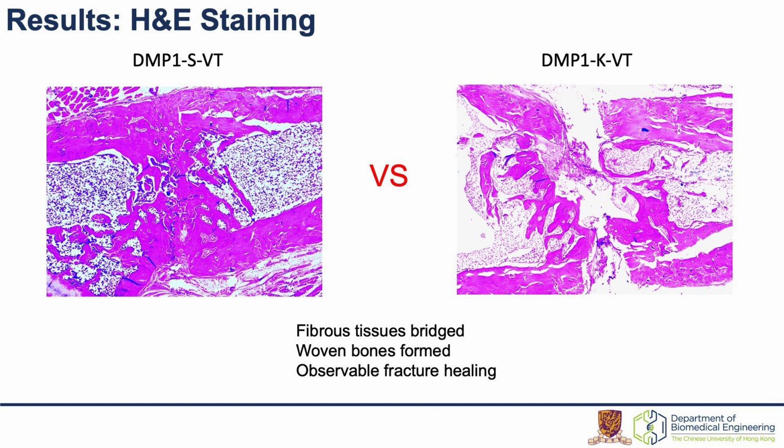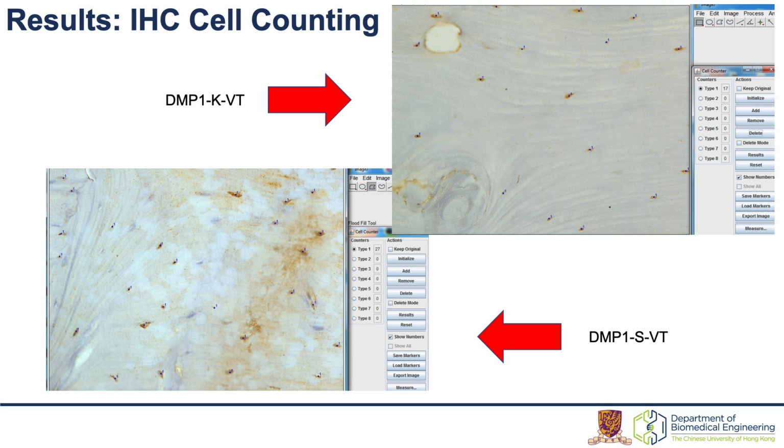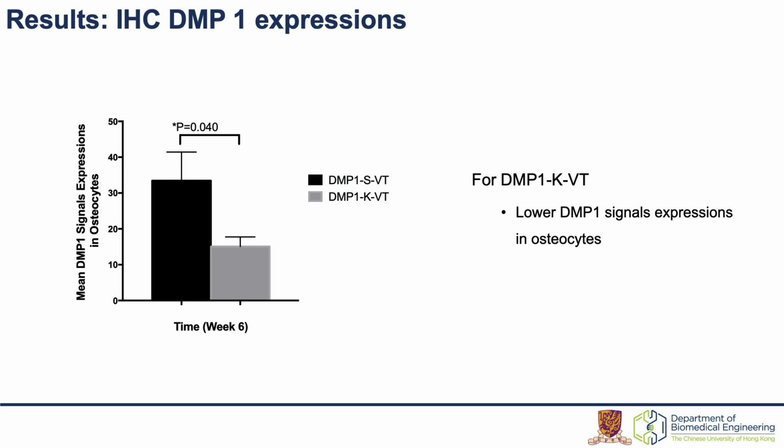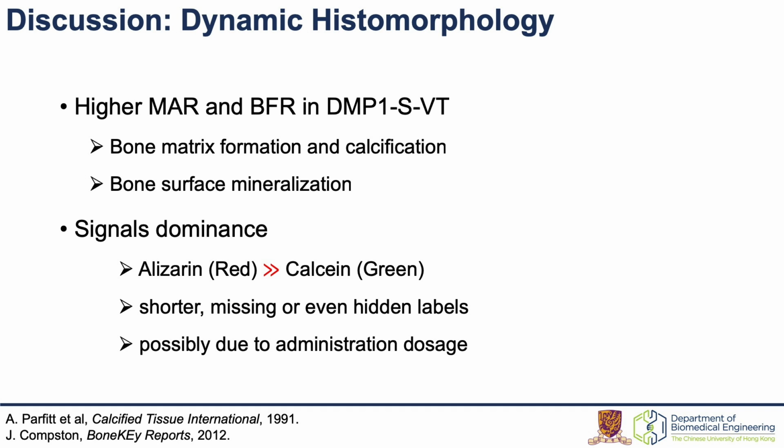In the results of H&E staining, observable fracture healing was noticed in DMP1 scramble, with more fibrous tissue bridged and more woven bone formed, but less in DMP1 knockdown. It is easily seen that the number of brown dots was relatively less in DMP1 knockdown, and the DMP1 signal expression in osteocytes was found to be significantly lower in DMP1 knockdown. Let's discuss the results observed.